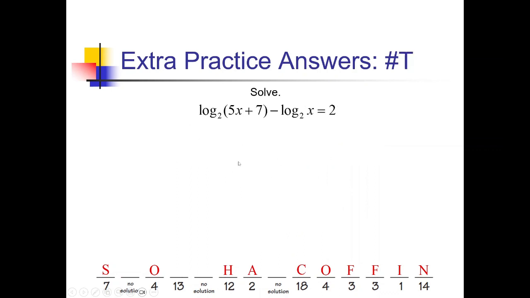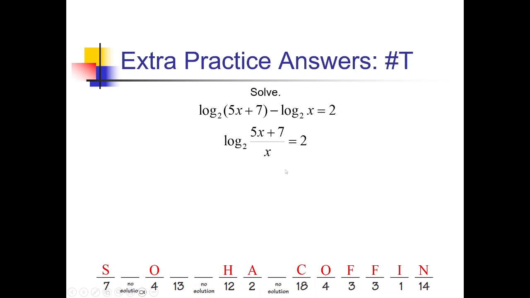This next one is kind of fun. We've got 2 logs on the same side. Again, we can't let that stand if we're going to raise 2 to both sides, so we have to combine these into one big log, and I can't get rid of them through other means. Since I'm subtracting, that means I can divide 5x plus 7 by x inside one big logarithm here.